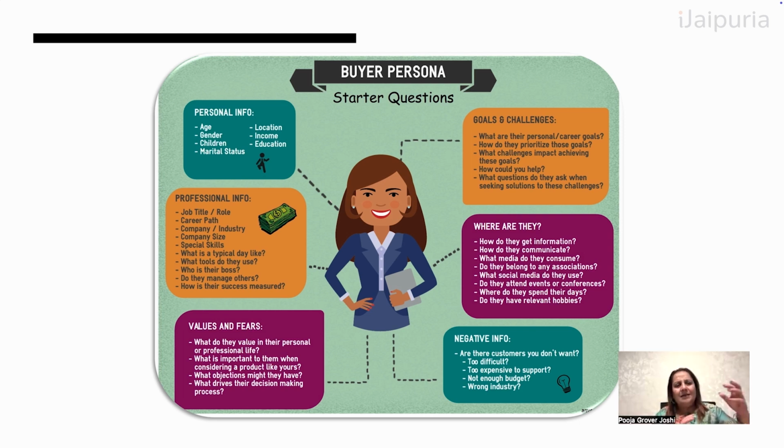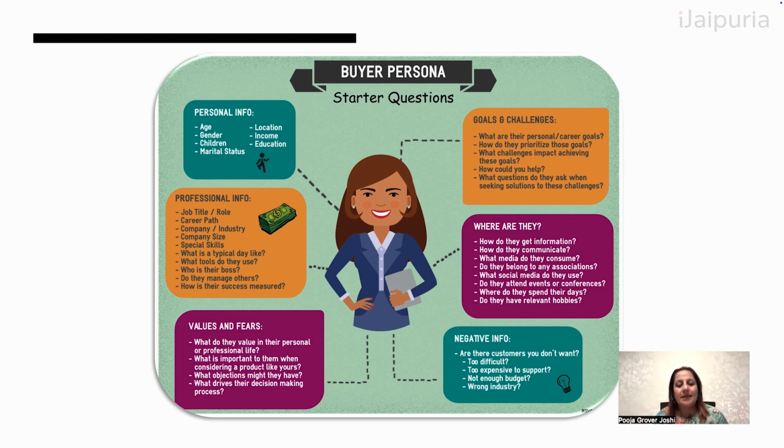So first is definitely the information: the age, gender, location, income, and this is one, personal information. Then you will collect the professional information. Now, in professional, definitely the company, job title, how the typical day works for them, who's their boss, do they manage others, how is their success measured. So this is professional information.